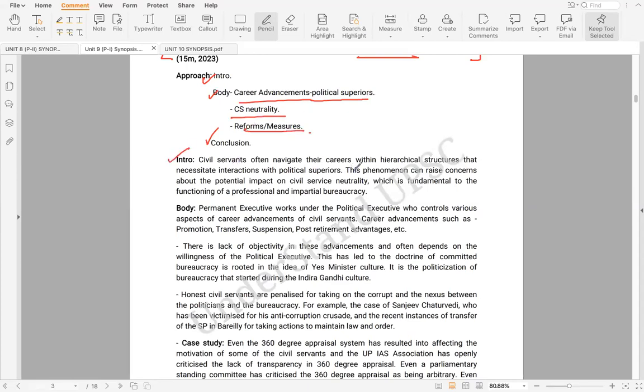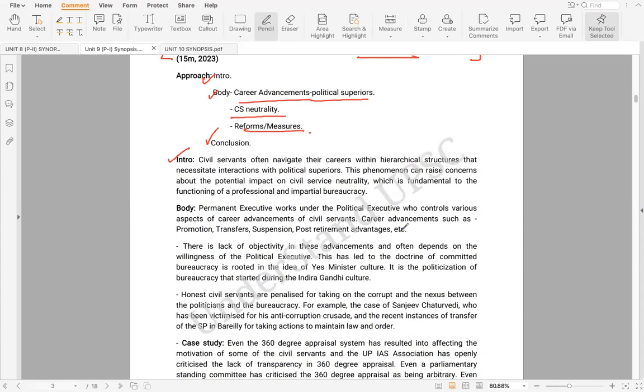Introduction: civil servants often navigate their careers within hierarchical structures that necessitate interactions with political superiors. There's contact with the superiors in the first place because of the hierarchy. So this phenomenon can raise concerns about the potential impact on civil service neutrality, which is fundamental to the functioning of a professional and impartial bureaucracy.